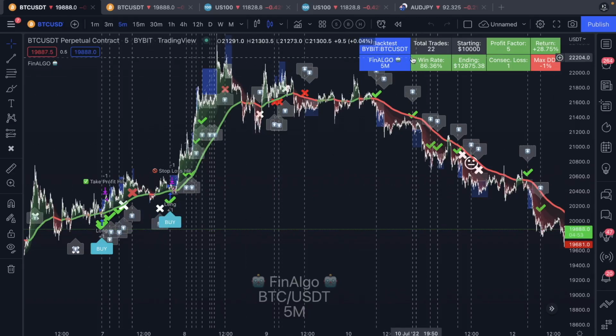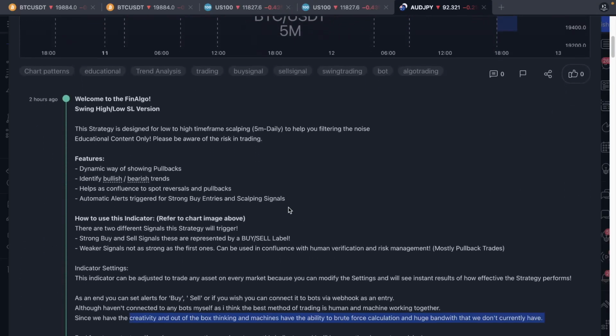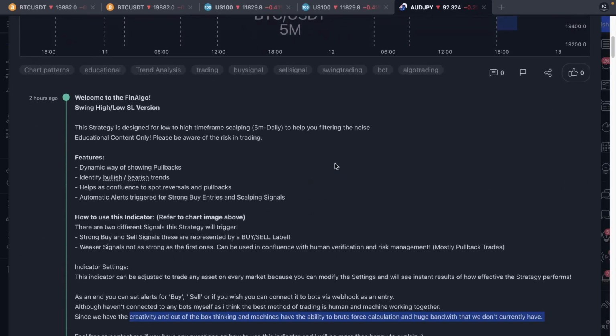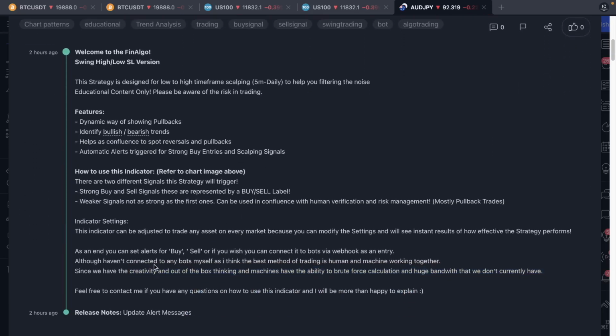Because in my opinion, let this page load quickly, I also included it into the description of this indicator here on TradingView, that I think that the best method of trading is human and machine working together. Since we have the creativity and the out-of-the-box thinking, and the machines have the ability to brute force calculation and huge bandwidth that we don't currently have.